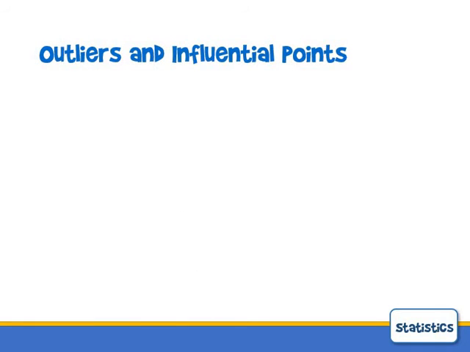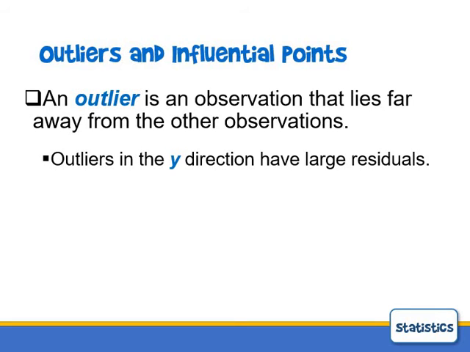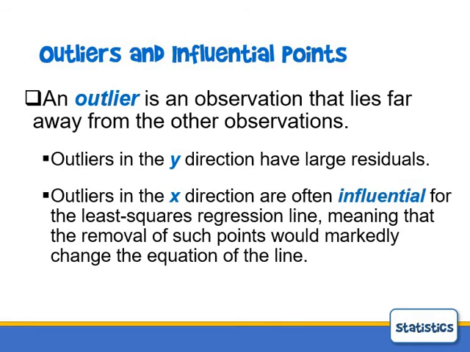Outliers and influential points. We talked about how the correlation is not resistant. Outliers greatly affect that, and they greatly affect the least squares regression line. So an outlier is an observation that lies far away from other observations. So maybe most of your points follow a nice linear line, regression line, and you have something that's off from it, which would be an outlier. We actually have two directions. We have the x direction and the y direction, and it makes a difference as to what's going to happen. Outliers in the y direction are going to have really large residuals. There's going to be a big difference between your y hat and your actual y value.